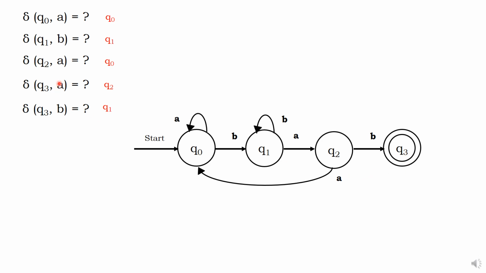Q3 A will be Q2. Done. Q3 B will be Q1. So, from here it should come to Q1. Done. So, this is the diagram.